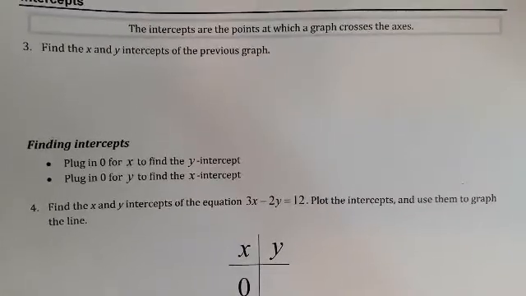Okay, so I think I might have cheated our way around this thing. Find the x and y intercepts from the previous graph. So if we look at this thing, can I get them both on here at the same time? Maybe, maybe not. Ooh, here we go.